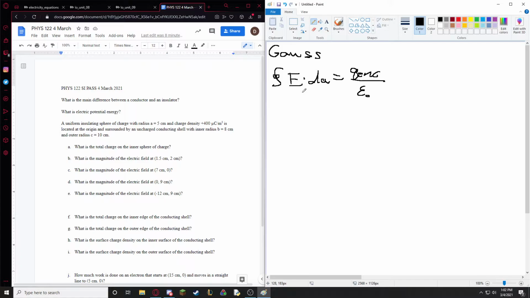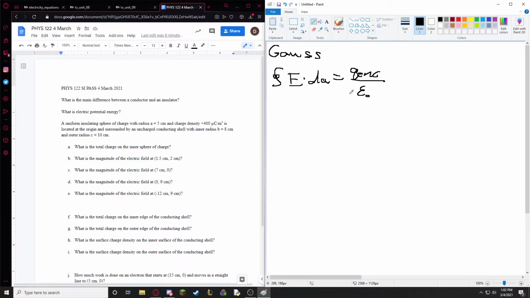We're able to use Gauss's law to find electric fields for symmetric systems. Of course, you guys have been doing this for the last week and a half now, so you should be relatively comfortable with it. Now, one more thing. What's the main difference between a conductor and an insulator? What exactly is a conductor and what significance does it have in this class specifically?